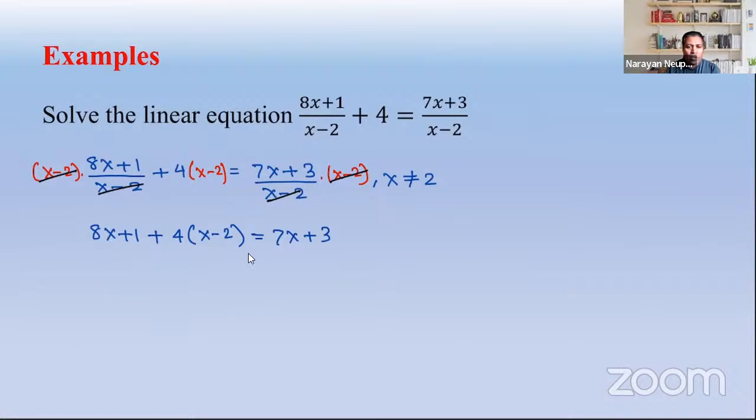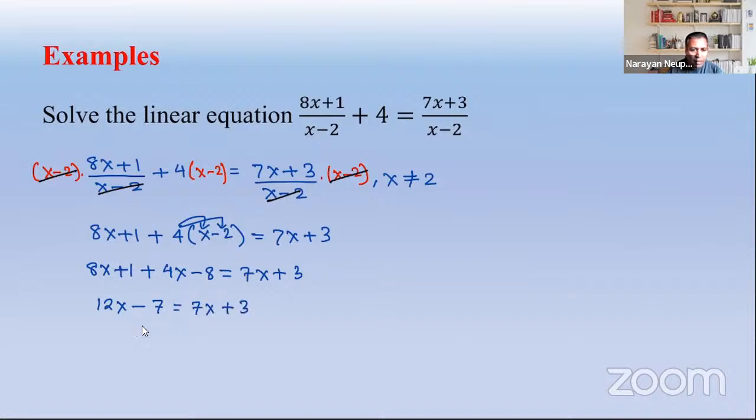So now this is the equation without fraction, so it is quite easy to solve. First, we are going to distribute this 4 over here. So 8x plus 1 plus 4 times x is 4x, and 4 times negative 2 is negative 8, equal to 7x plus 3. On the left hand side, we have 8x plus 4x, which is a 12x. And then we have 1 minus 8, which is a negative 7. And on the other side, we have 7x plus 3.